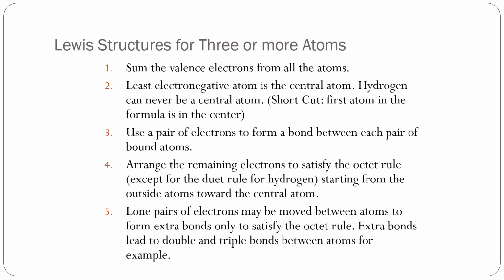You will always do steps 1, 2, and 3. Step 4 and step 5 are not necessary. You use step 4 only when you have remaining electrons. And you use step 5 only when you need to satisfy the octet rule and you don't have any more electrons to add.